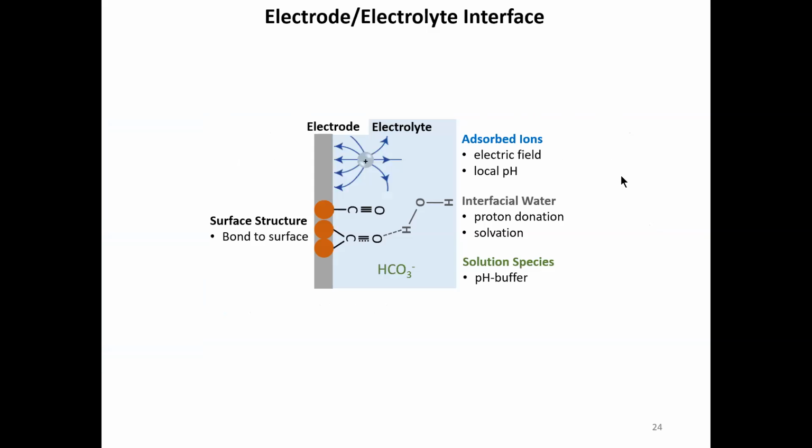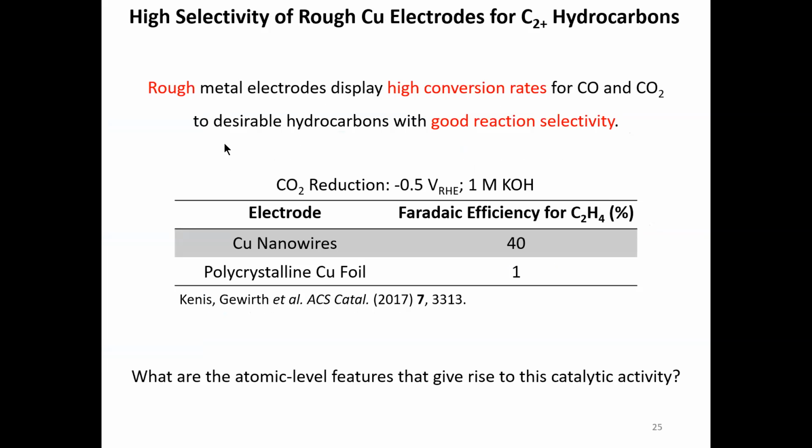So apart from understanding how the electrolyte side influences electrocatalytic processes, we're also very interested in probing the ensemble of catalytically active sites on electrodes of complex surface morphologies. We're particularly interested in rough copper electrodes. Rough metal electrodes are often found to convert CO and CO2 at high reaction rates to desirable hydrocarbons, and they do so with good reaction selectivity in comparison with their smooth counterparts. Let me give you one example.